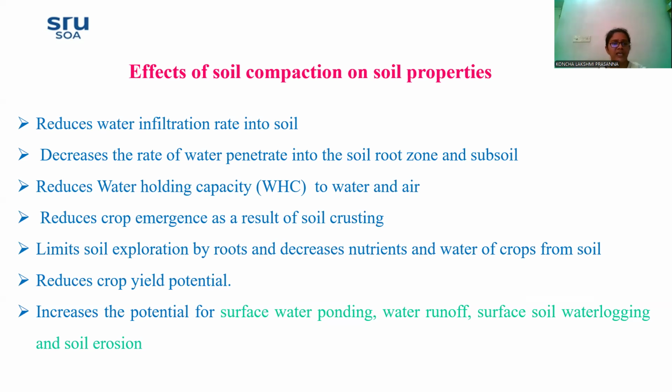Next is reduced crop emergence as a result of soil crusting. Next, it limits soil exploration by the roots. I mean, the root system and root hairs are decreased, which decreases the availability of nutrients. Thereby, it reduces the yield potential.